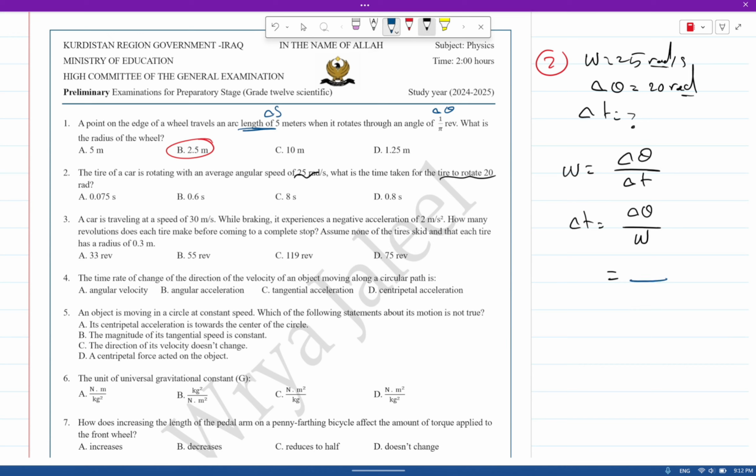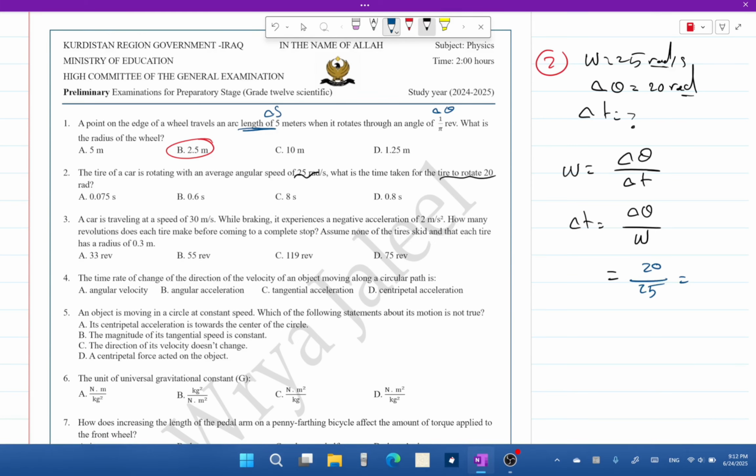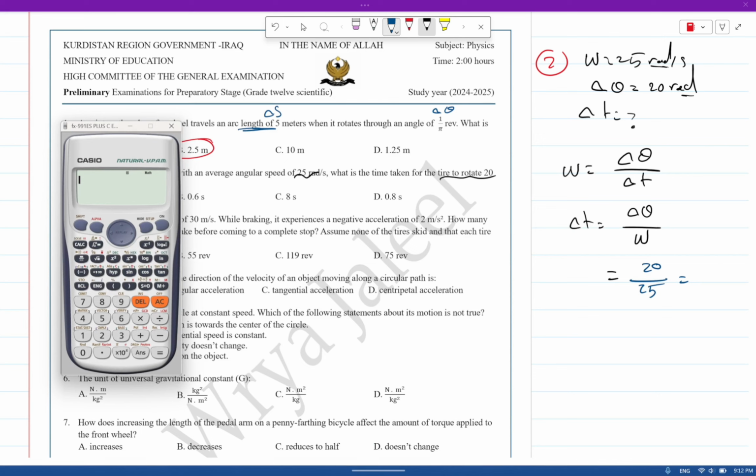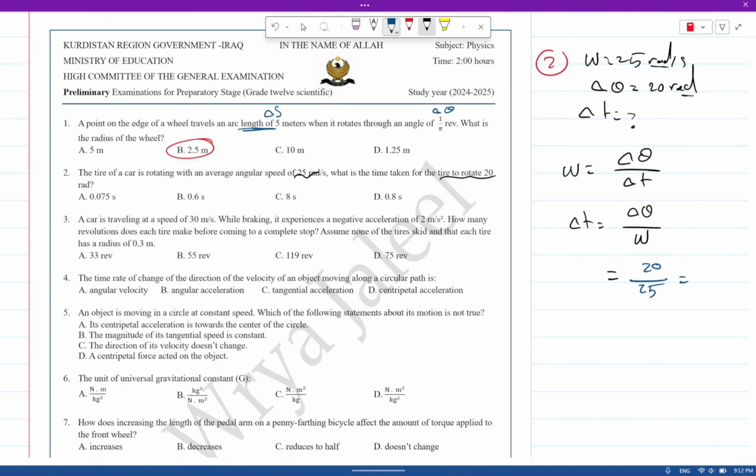In this case, we have 20 divided by 25. Let's use a calculator. So we have 20 divided by 25. The answer is going to be 0.8. So we can say the time here is 0.8 seconds. So this is delta t. Do we have 0.8 seconds? Yes, and that is option D here.